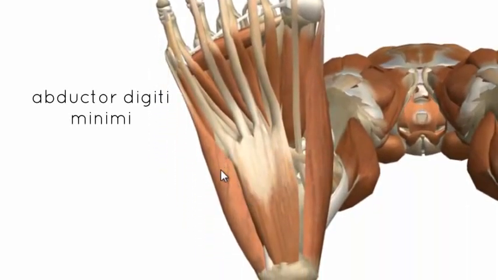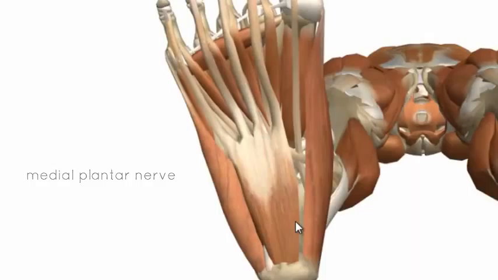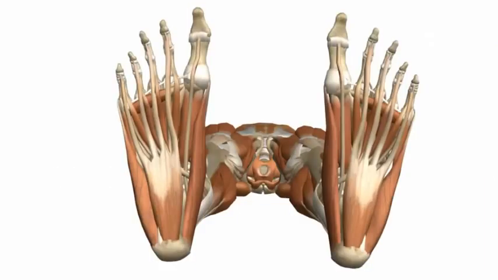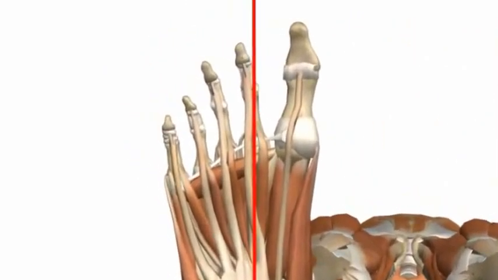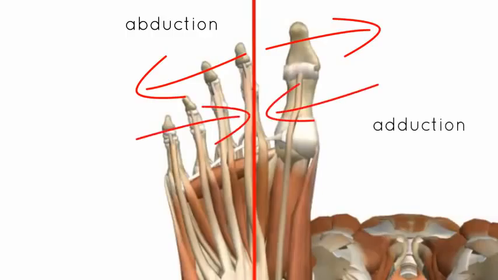So the abductor digiti minimi muscle is innervated by the lateral plantar nerve, and the abductor hallucis is innervated by the medial plantar nerve. So those are the 3 muscles of the first layer. So just a quick note about abduction and adduction in the foot. So in the foot, abduction and adduction are defined in relation to a longitudinal axis that runs through the 2nd digit. So abduction is any movement away from this axis, and adduction is any movement towards this axis.